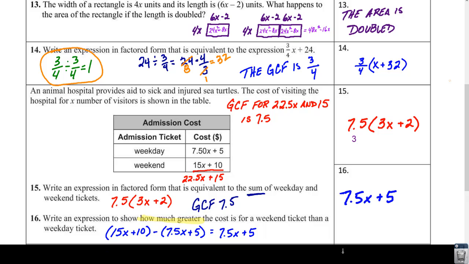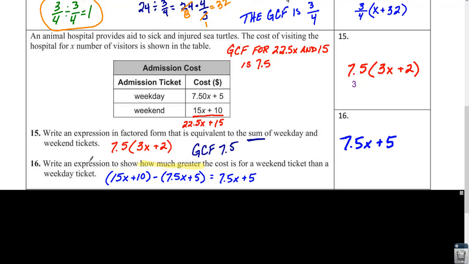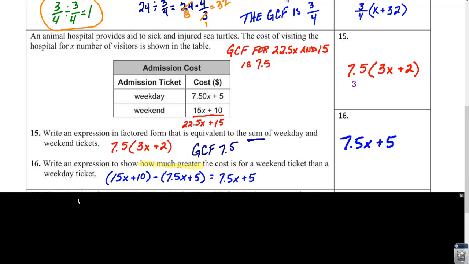Okay, so 15 and 16 go together. An animal hospital provides aid to sick and injured sea turtles. Cost for visiting the hospital for x number of visitors is shown in the table. You might wonder, well, it's a hospital, you have to pay to go in. Sure, you get to go visit the sea turtles while they're recuperating, and they've got to charge something for that because that's how they help fund their sea turtle research.